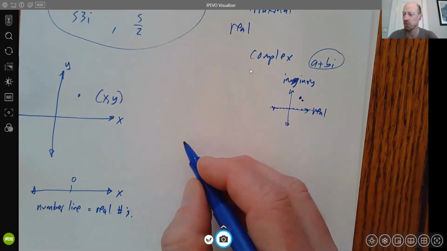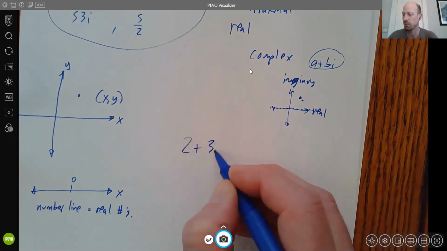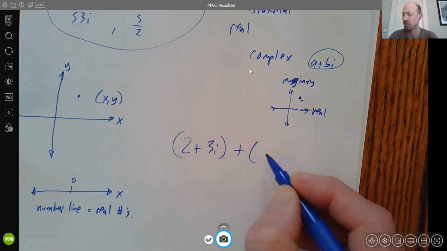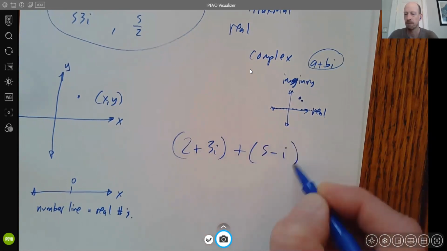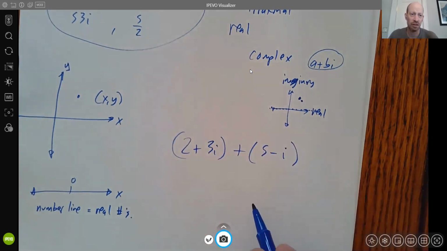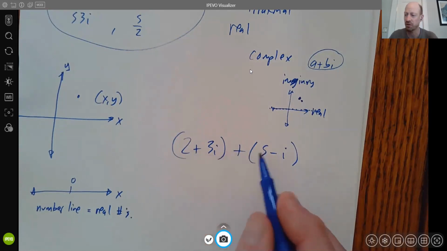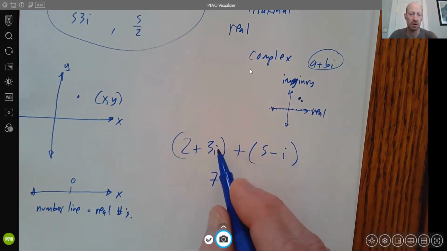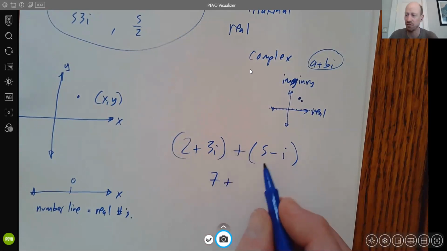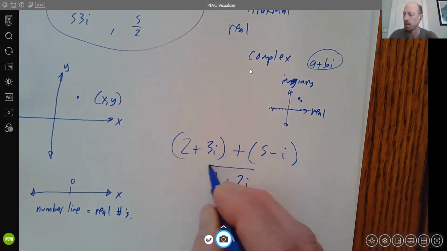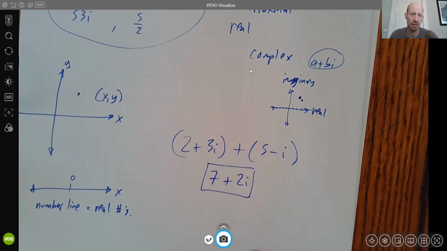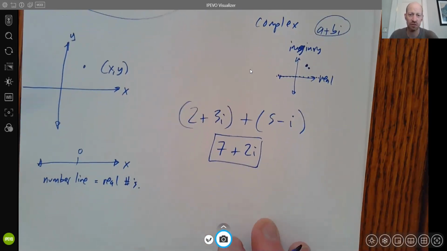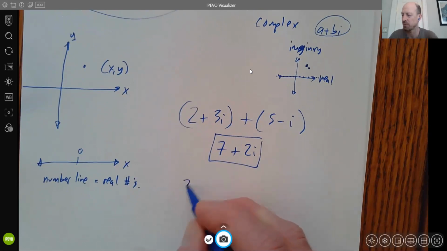So with complex numbers, we want to be able to do things like add them together. And it turns out that you can add or subtract them the way you would expect: the real parts go together. 2 plus 5 is 7. And the imaginary parts go together. 3i minus i is 2i. So that probably is naturally how you might want to add them together.